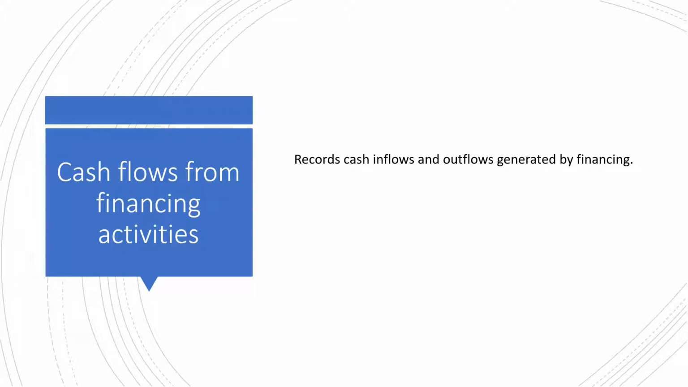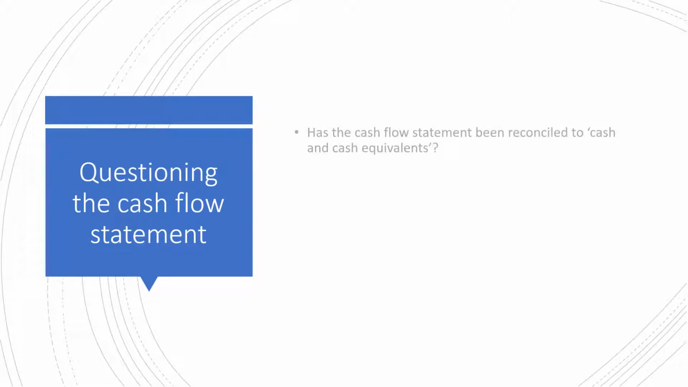The cash flows from financing activities records the cash inflows and outflows generated by financing. It includes the buying and selling of an organisation's shares and movements in borrowings. When reviewing the cash flow statement, the following questions should be asked. Has the cash flow statement been reconciled to cash and cash equivalents in the balance sheet?